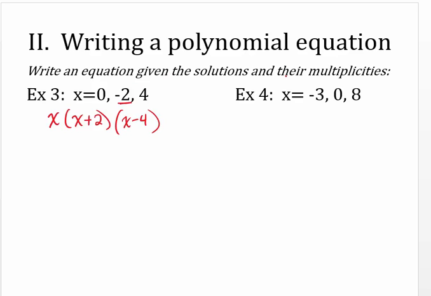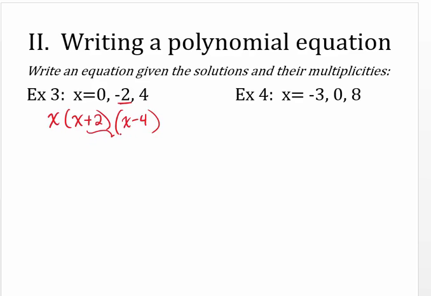Write an equation given the multiplicities. Okay? So these all have a multiplicity of 1, or they would be indicated otherwise, like it would be a double, a single, or a triple. But these are just singles. It's kind of understood. So then you multiply it out.